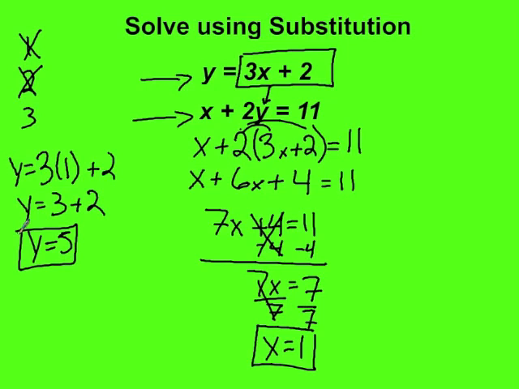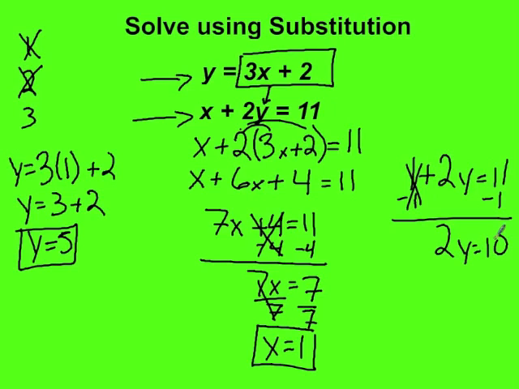You could have plugged that into the other equation and got the same thing. So I'm going to do that. X, which is 1, plus 2y equals 11. Subtract 1, subtract 1. 2y equals 10. Divide by 2. Y then equals 5. Regardless which equation you use, you get the same y. Our y, no matter what, is going to be 5 if x equals 1.